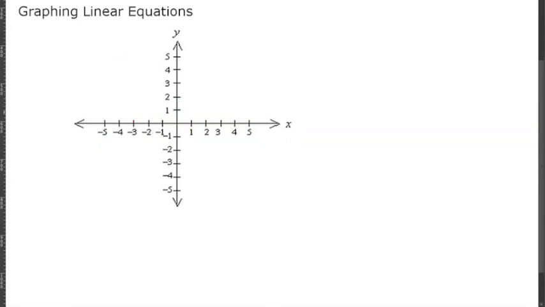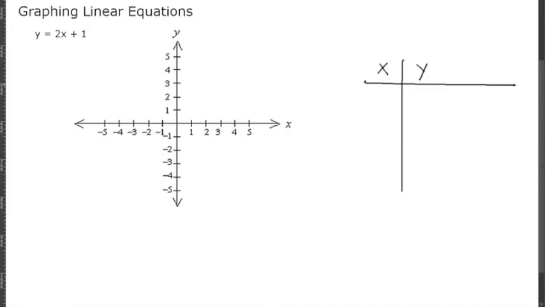We've focused so far on graphing individual points. Say that I give you the point 1, 2. We know how to go over 1 in the x direction and 2 in the y direction to graph that point. But today we're going to work on graphing an actual equation. So the equation I'm going to give you to start is y equals 2x plus 1.